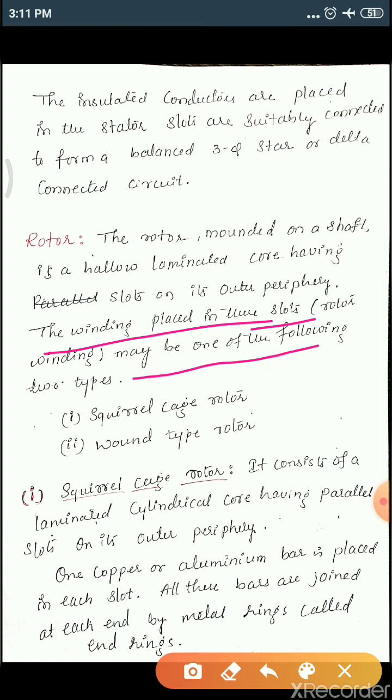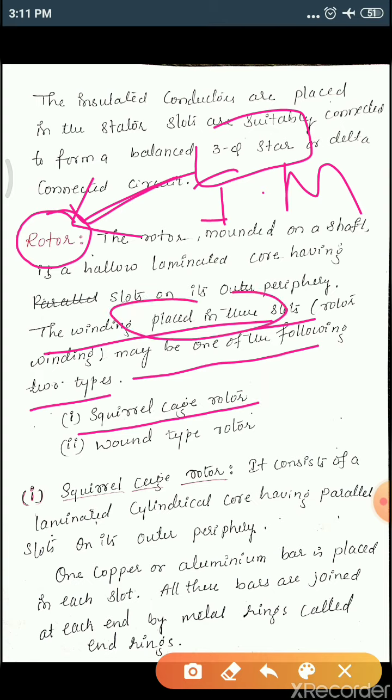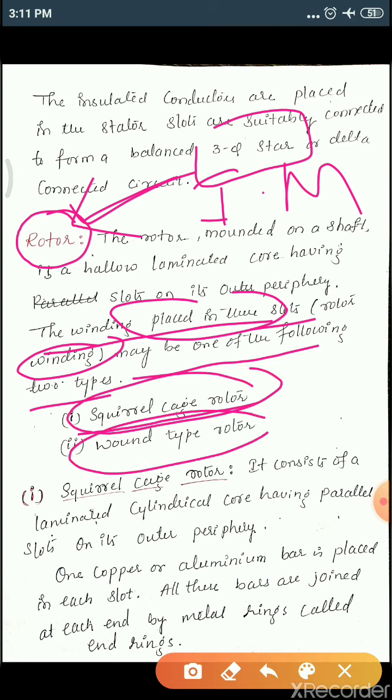It may be one of the following two types. Remember the types of rotor. Based on how the rotor winding is done, your induction motor is classified. You can say it is the types of induction motor, or the types of rotors. There are two types of rotors based on the winding placed in the slots: the squirrel cage rotor and the wound rotor.